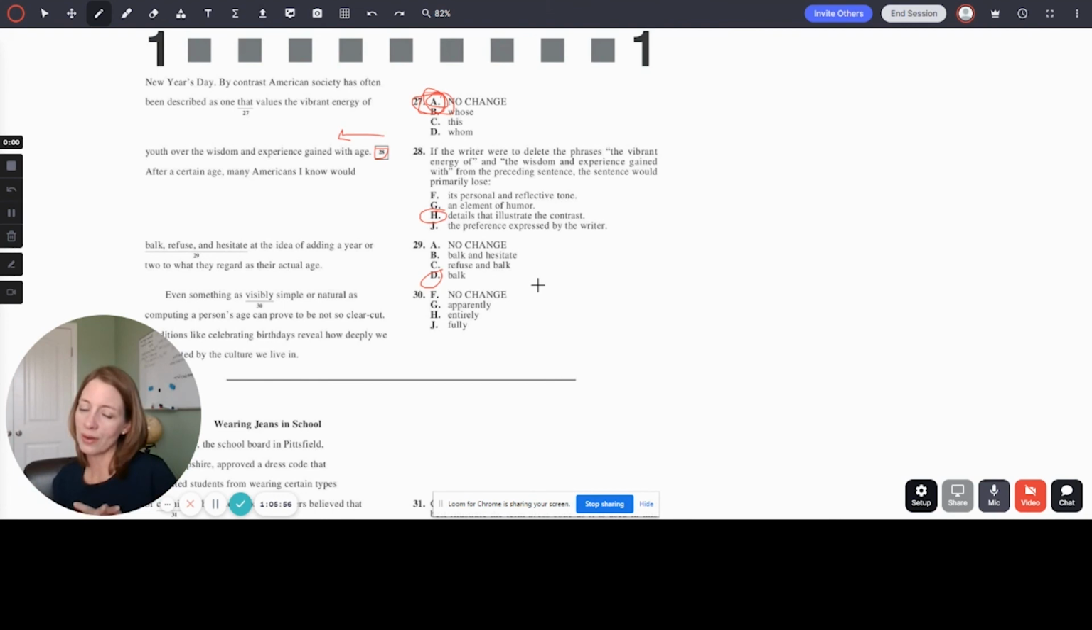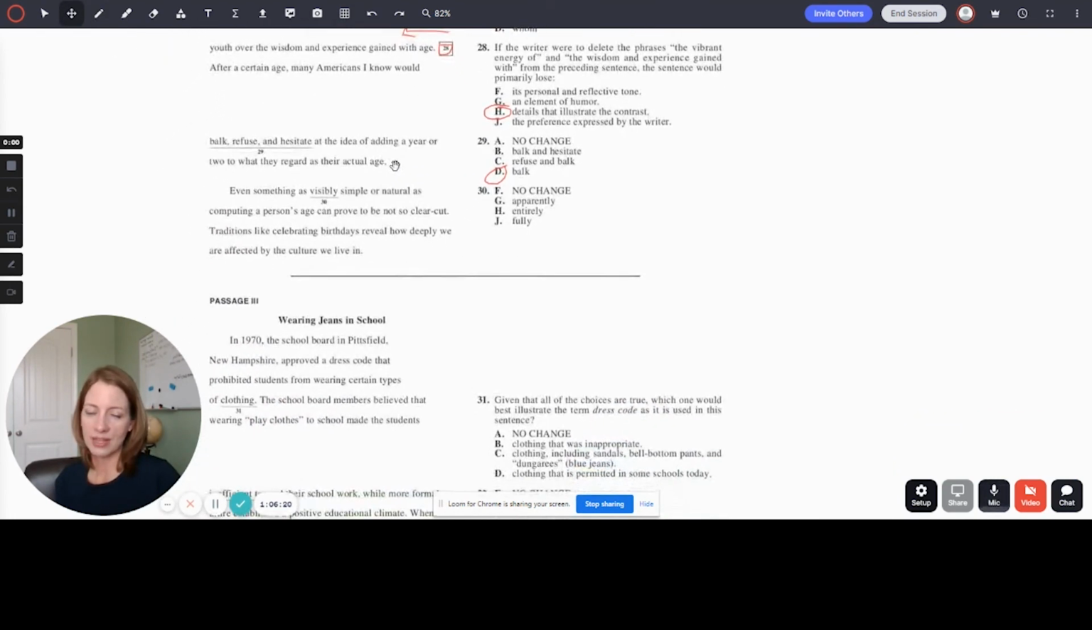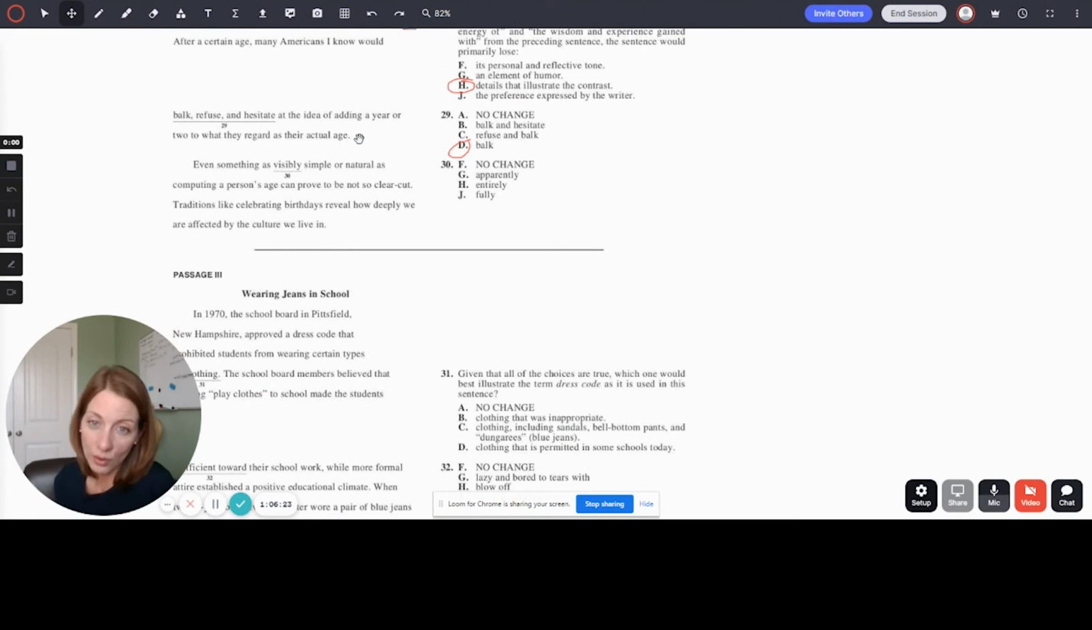What's challenging about 29 is if you don't know the word balk, then it would be hard to know if it should be balk and hesitate. That could be just fine. Or most people probably feel pretty comfortable with refuse and hesitate. So those vocabulary ones, that's why we practice our vocabulary skills, because you could be in a situation where balk comes up. And that comes really with years of reading, but still work on your vocabulary practice to give you confidence, to build your ability there.